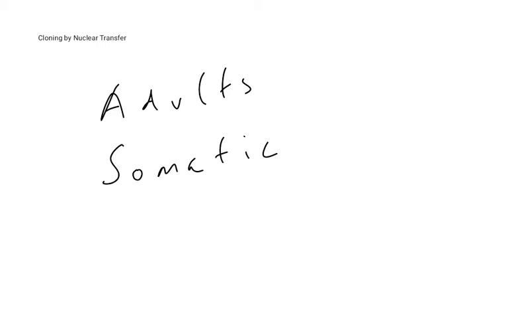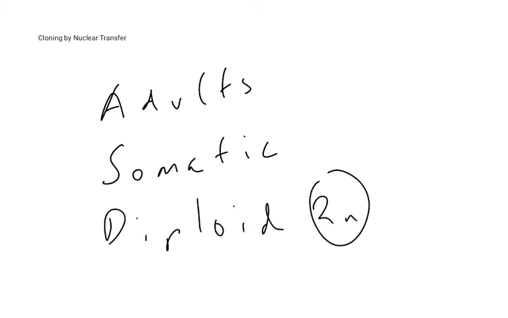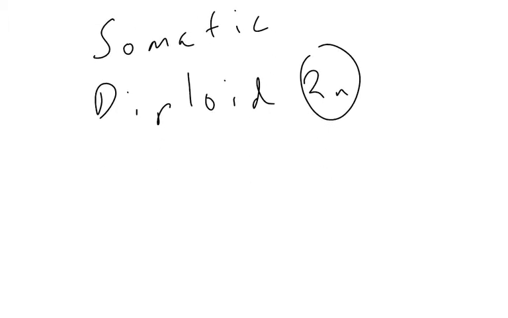It's a diploid cell, which is 2N. Now, this is all about the restoration of cells to a totipotent state. And totipotent means that the cell is able to produce an entire new individual.